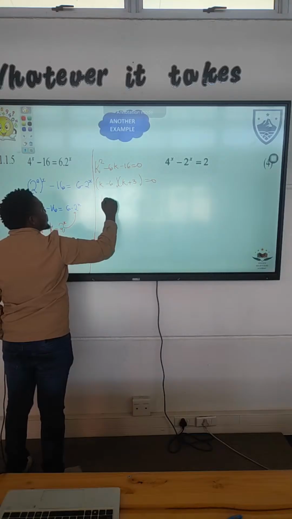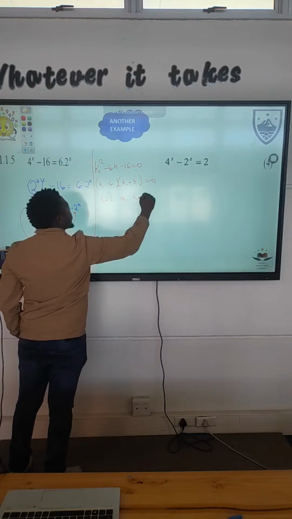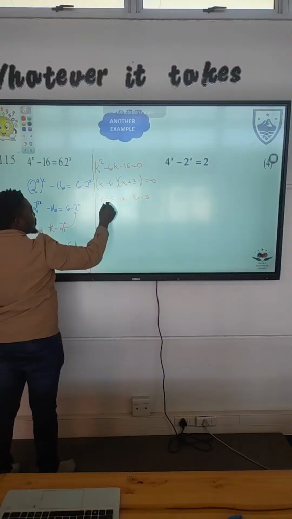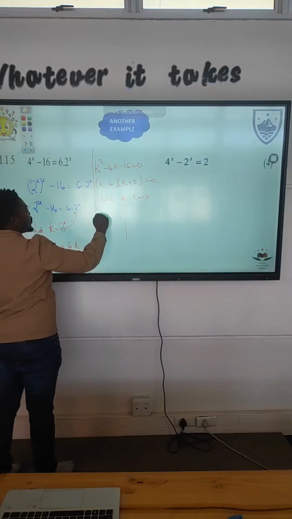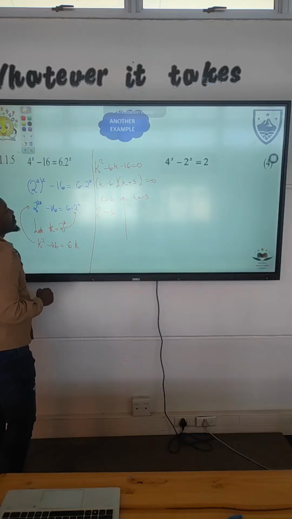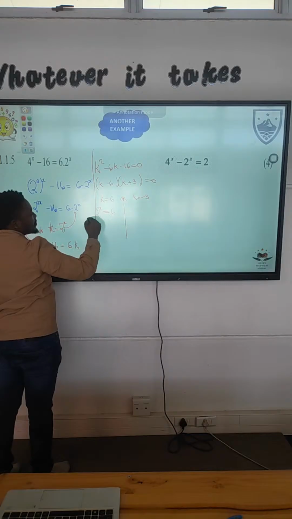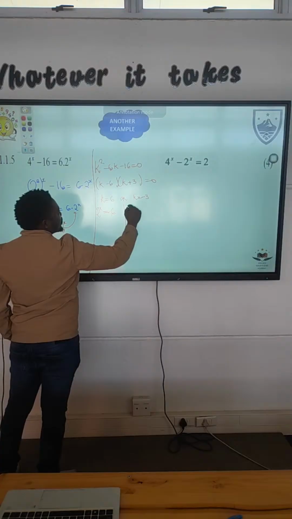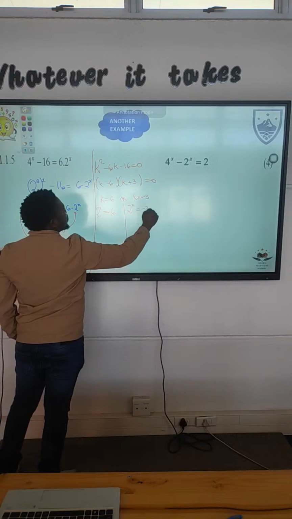And then my k is equal to 6, or my k is equal to -3. So we do the same thing. When k is equal to 6, it means 2 to the power of x must be equal to 6. And then we come this side, it means 2 to the power of x must be equal to -3.